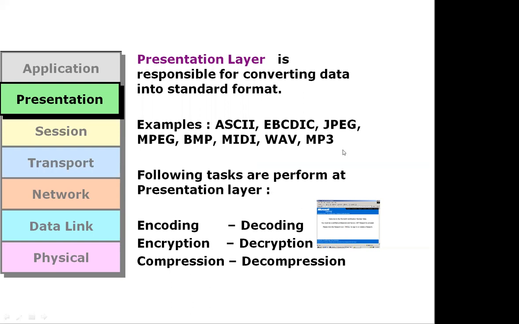For example, you are downloading a song from a website, then that song is in MP3 format. If you don't have an MP3 player, then you are not able to run that application or song. So the examples of the presentation layer are encoding, decoding, encryption, decryption, compression, decompression. You can say the presentation layer provides security between two ends. Okay, so after the application layer, the presentation layer's work is to provide security.